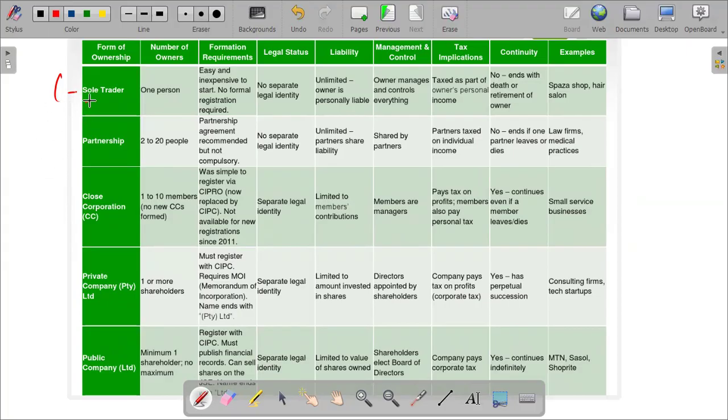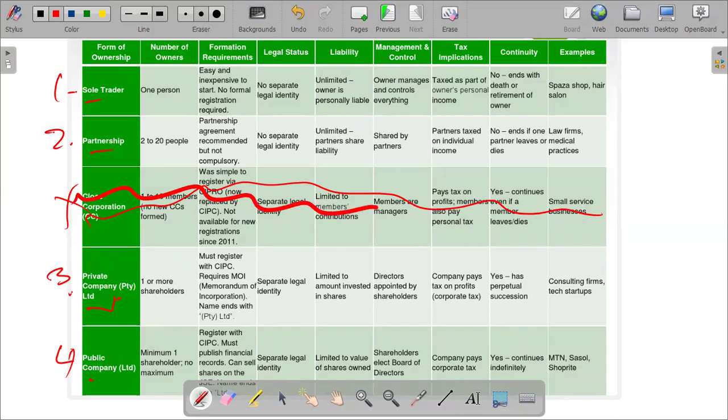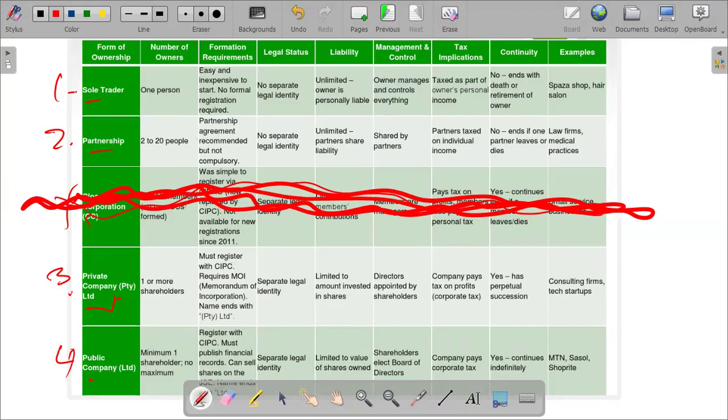But here we just did a sole trader or sole proprietor. And then number two, we did a partnership. Number three, we talked about a private company. And then number four, which is the last one, we talked about a public company. The number of owners within each form of ownership is listed here. So sole trader will be one person, partnership 2 to 20. So don't focus too much on a closed corporation. As I said, you do it as you go further in the stages of your schooling life. And then we did a private company, one or more shareholders, and then a public company.